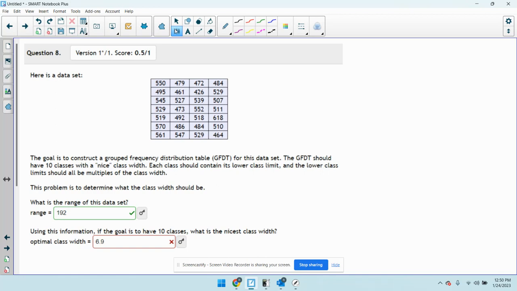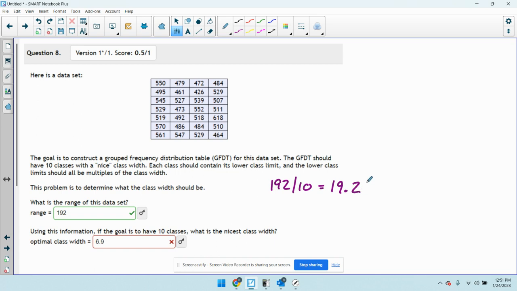Okay, so for number 8, looks like the range is good. The range is 192. So we have to cover a distance of 192 within the data and within our 10 classes. So once we get the range, the next thing we want to do is divide it by 10 to figure out roughly how big each class should be.